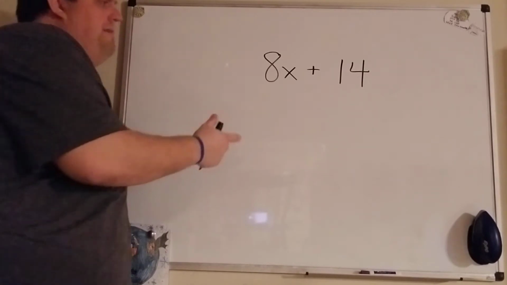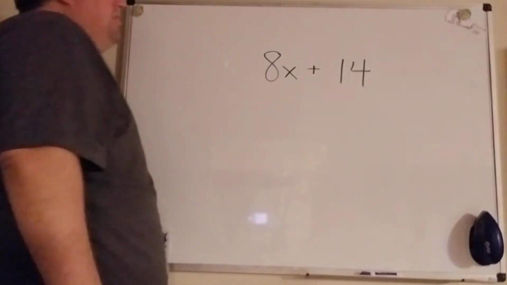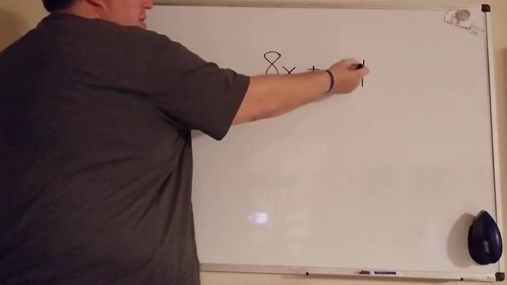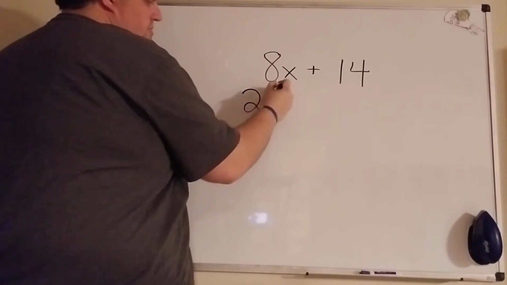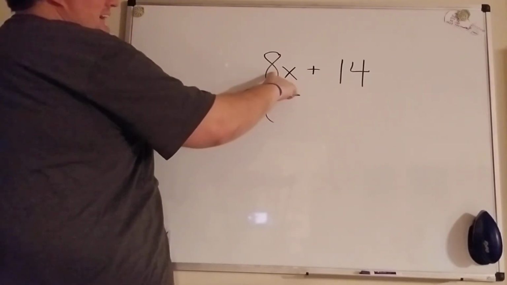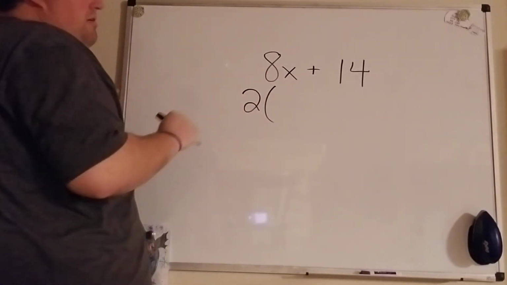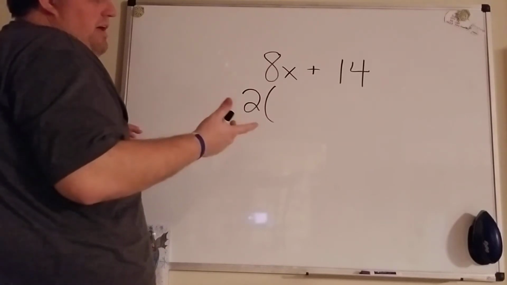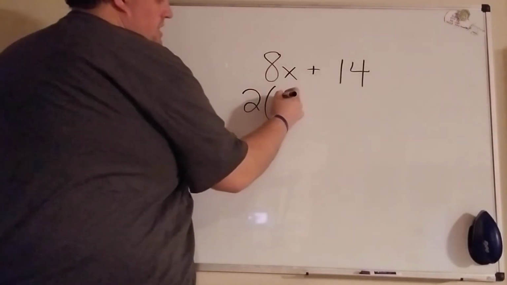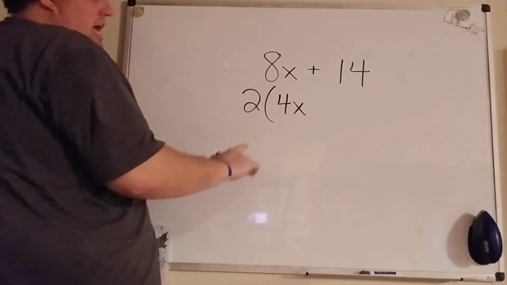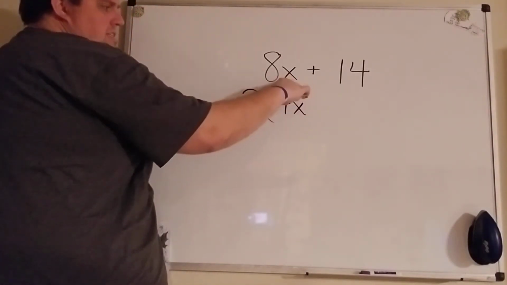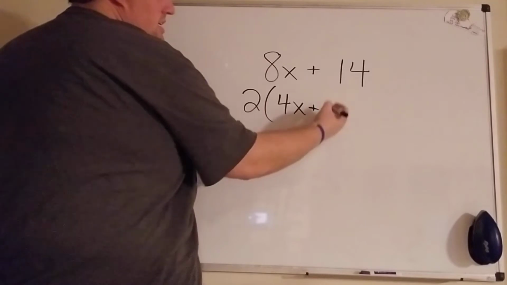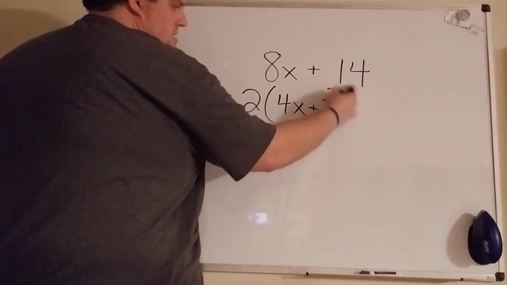And then I'm looking at 8 and 14. So they don't have much in common, but they definitely have a 2 in common. So what I'm going to do is I'm going to pull out a 2, just like it was reverse distributive property. And what would 8x have been before I multiplied it by 2 to get 8x? So kind of like, what is 8x divided by 2? And that would just be 4x. And you can quick check here, right? 2 times 4x is 8x. And then same thing with 14. What did I multiply 2 by to get 14? Well, 14 divided by 2 is going to give me 7.